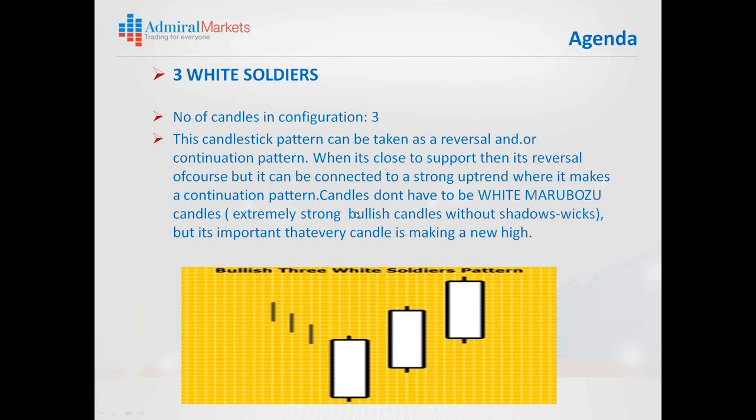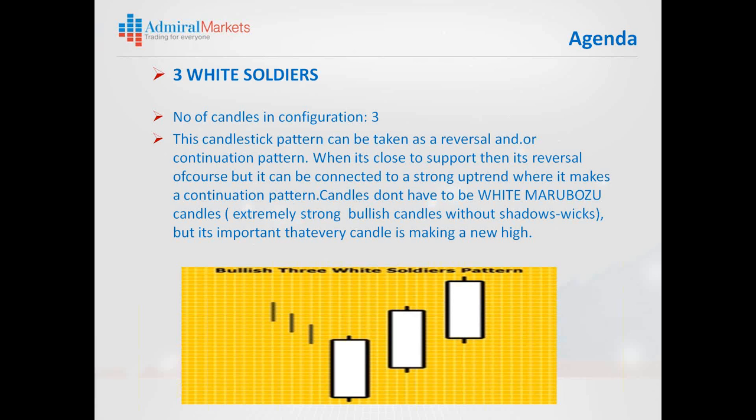Next one. Yeah, three white soldiers. Basically, you all know what three white soldiers are. And this is important: this candlestick pattern can be taken as a reversal or a continuation pattern. When it's close to support, then it's a reversal. But it can be connected to a strong uptrend where it makes a continuation pattern. Candles don't have to be white Marubozu candles. Marubozu candles are extremely strong bullish candles without shadows. But it's important that every candle is making a new high.